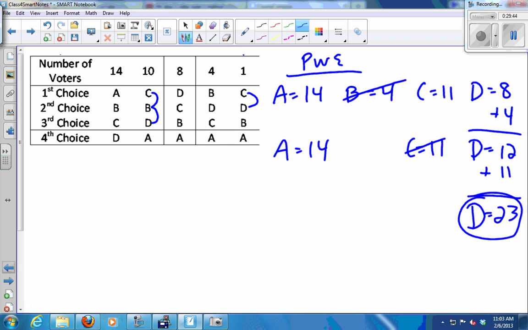Now, D won, so D is gone. We're going to do it again. We're going to make a new preference schedule with no D's in it. So I have 14 voters, A, B, C. 14 would be what?